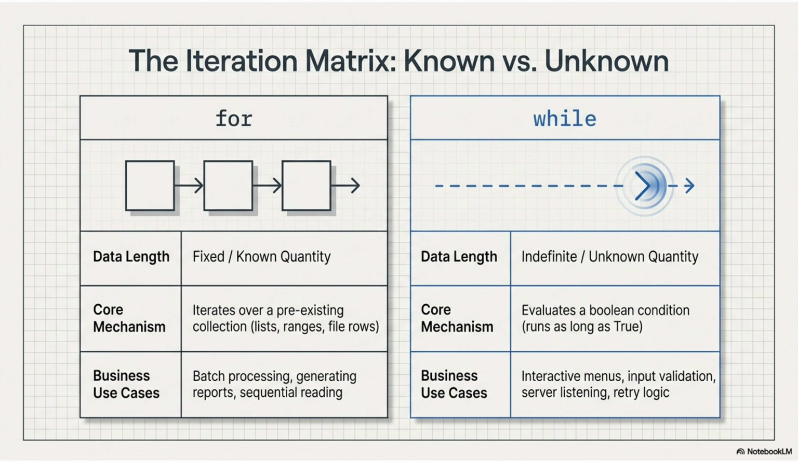While loops work with an indefinite unknown quantity. They evaluate a Boolean condition and keep running as long as it stays true, with no predetermined count. We use them for interactive menus, input validation, server listening, and retry logic. The practical heuristic: if you know how many times to loop, use for. If you're looping until something happens, use while.